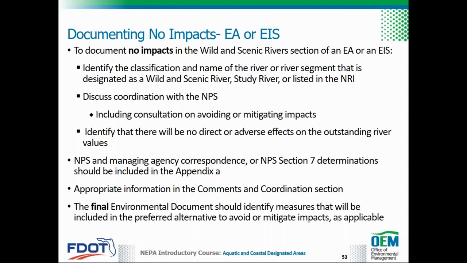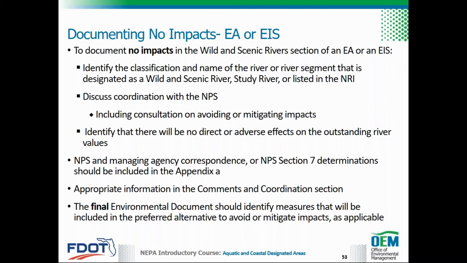To document no impacts in the Wild and Scenic Rivers section of an EA or EIS, identify the classification and name of the river or segment that is designated as a Wild and Scenic River, Study River, or listed in the NRI, and discuss coordination with the National Park Service. This should include consultation on avoiding or mitigating impacts and identify that there will be no direct or adverse effects on the outstanding river values. National Park Service and managing agency correspondence or National Park Service Section 7 determinations should be included in the appendix along with appropriate information in the comments and coordination section.